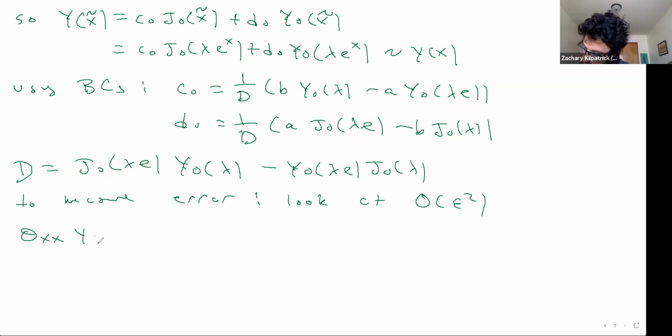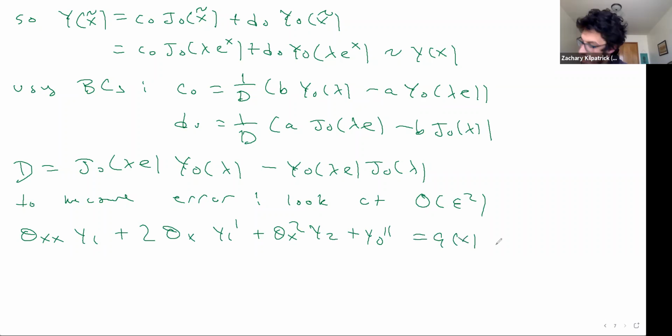And in that case, following a similar process to before, we have 2 theta_x y1 prime plus theta_xx y1 plus theta_x prime y2 plus y0 prime prime equal to q of x. Now we're pulling in y2. If you notice from before, the y2 terms again are going to vanish because of the Eikonal equation. So two terms vanish due to the Eikonal equation.